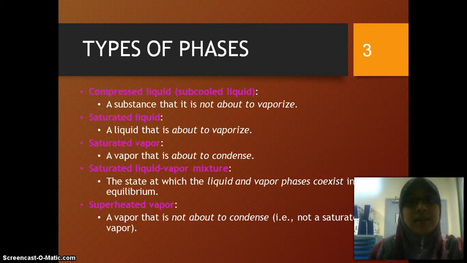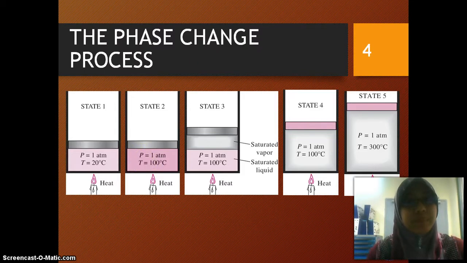And then we have the saturated liquid vapor mixture, which is the state at which the liquid and vapor phases coexist in equilibrium. And then we have the saturated vapor, a vapor that is about to condense. And also we have superheated vapor, a vapor that is not about to condense, or also known as not a saturated vapor. Alright, now let's discuss the phase change process.